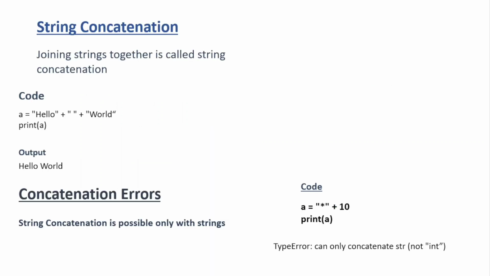String concatenation is nothing but joining strings together. For example, a is equal to, within the double quotes we had written hello, within the double quotes we had written a space, within the double quotes we had written world. That means we are concatenating the three strings here. We had written a print statement here, print a, and we get the output as hello world.